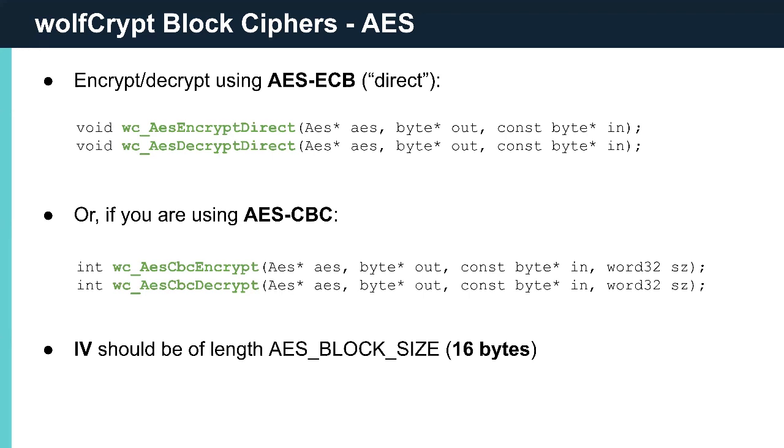If you're using AES CBC, similar functions, but now the naming is AES CBC encrypt and CBC decrypt with the same type of arguments there. The difference there compared to the direct ones is that now you have a size argument. Since encrypt direct and decrypt direct will be working on one block of 16 bytes, whereas AES CBC now you can specify a length that would likely be larger than one block.